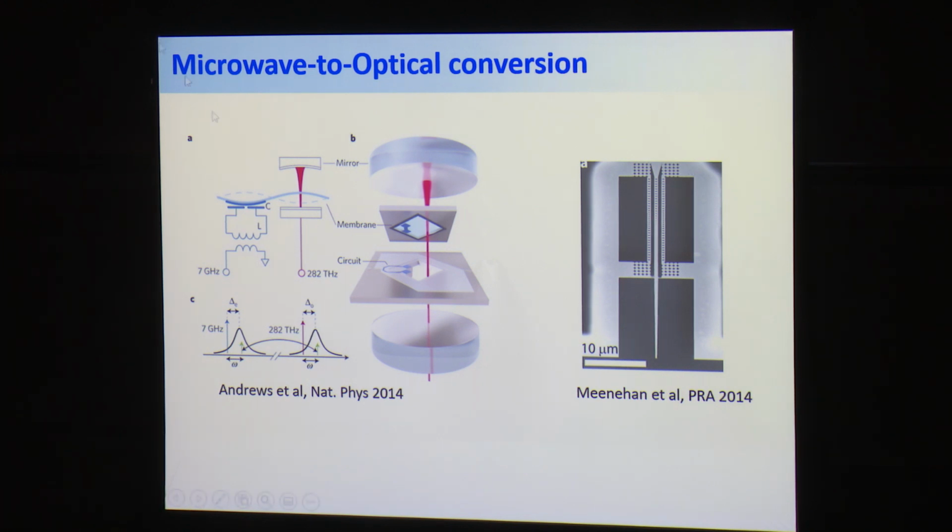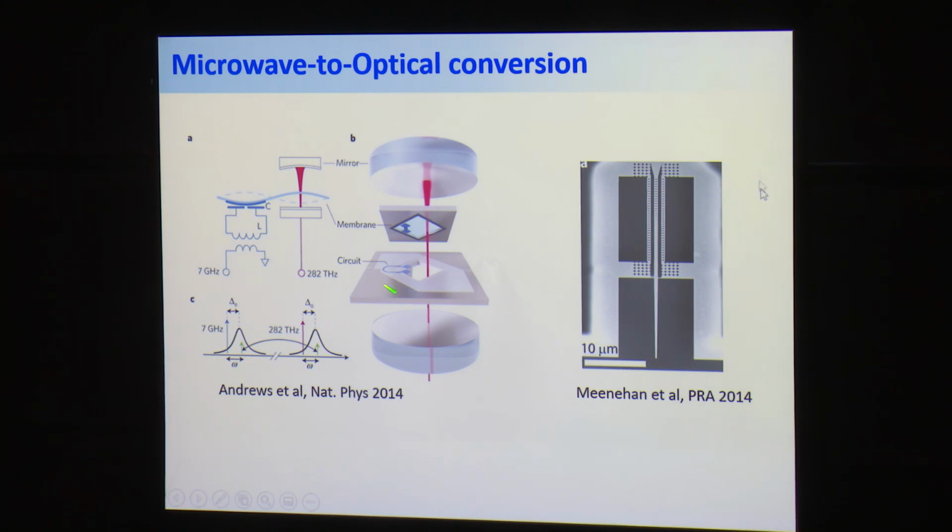So you want to convert a microwave photon to an optical photon. Remember, your optics is 200 terahertz, right? Your microwave is 10 gigahertz. So there are 4 orders of magnitude difference in energy, and also 4 orders of magnitude difference in wavelength. So it's quite a hard task. There is a lot of work in the community. I'm not listing all of it here, but I just want to highlight two approaches through mechanical resonators.